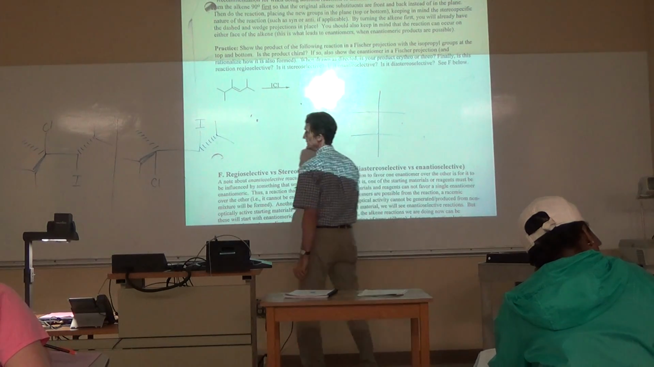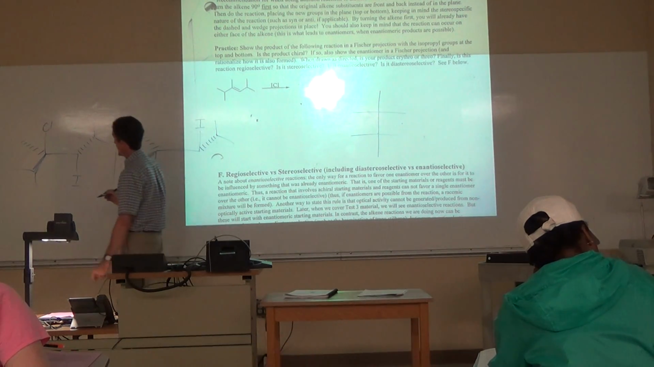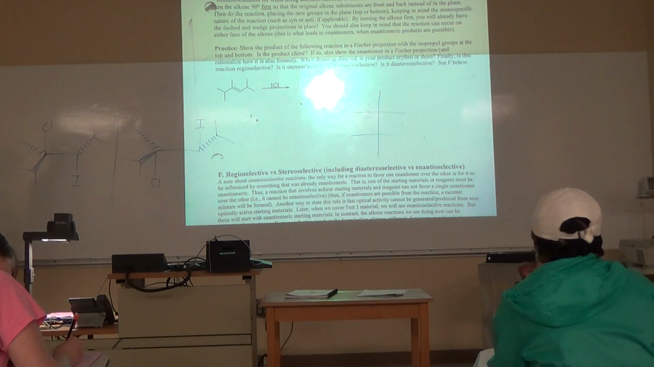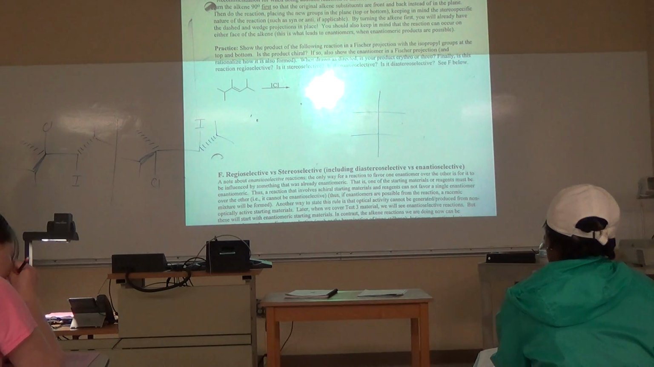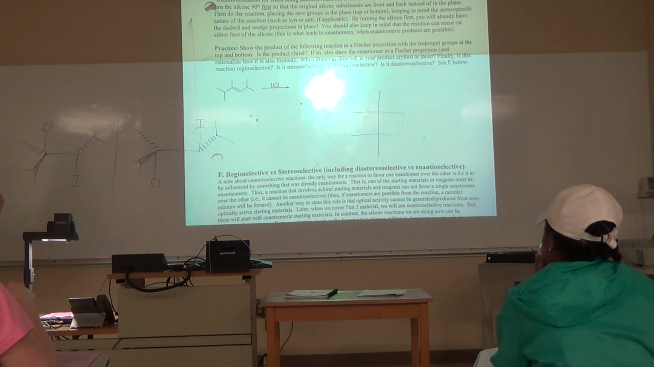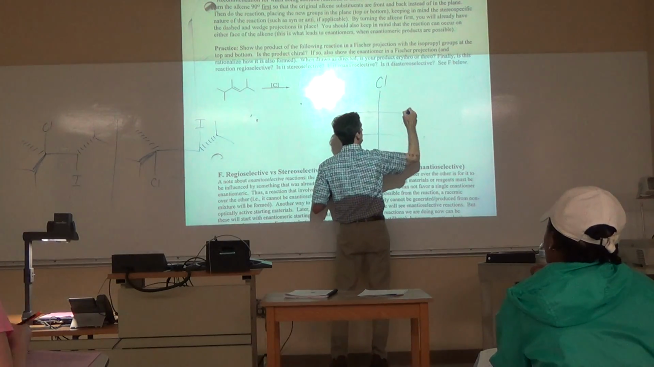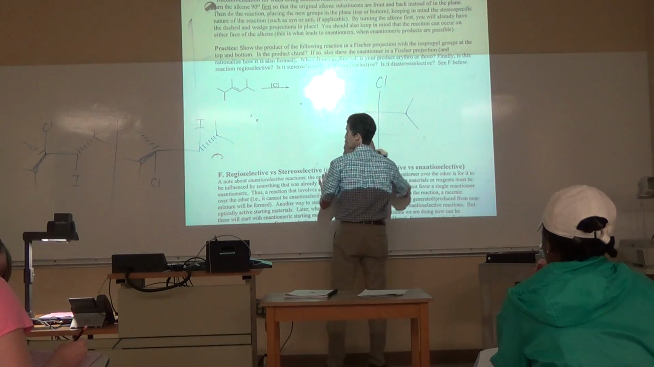We're doing the first one. Okay. With the chlorine going away, because it's in the plane, it's easy, I can look at it with it going away. With the chlorine going away, what side is the isopropyl on? With the chlorine going away, the isopropyl is on the right, correct?